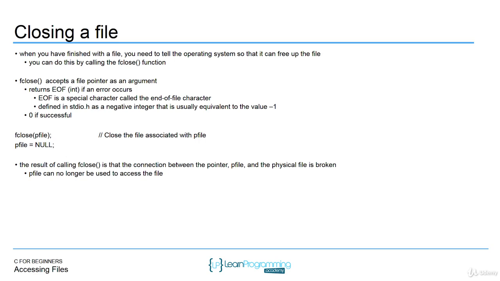And the result of calling fclose is that the connection between the pointer, the pfile, and the physical file is broken. Pfile can no longer be used to access the file for reading, writing, appending, or renaming. If the file is being written to, the current contents of the output buffer are written to the file to ensure that the data is not lost. So you don't have any problems with data integrity. You're not going to actually close the file if it was being written to in another thread. So it's thread safe. We haven't talked about threads. That's more an advanced concept, but it's where you can have multiple execution points in your program.